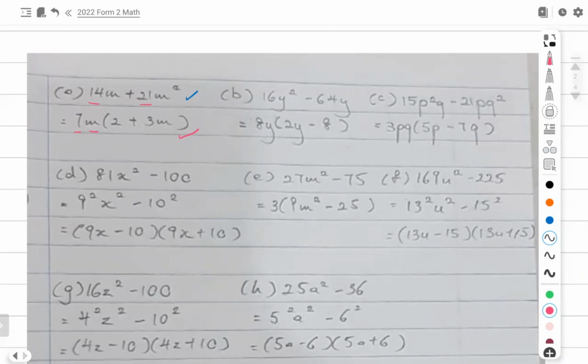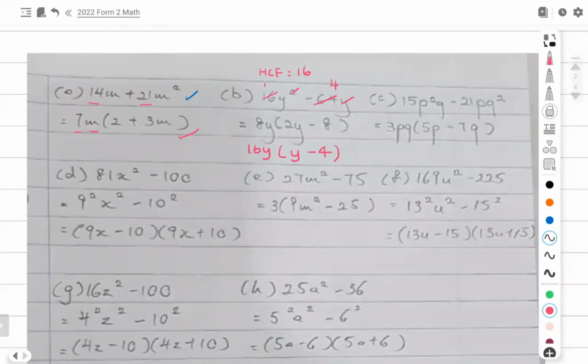And for B, 16y squared minus 64y, highest common factor should be 16. So we take out 16y, then you divide, y becomes 1, cancel off, 64 divided by 16 is 4, then take out the y. So it will become y minus 4.